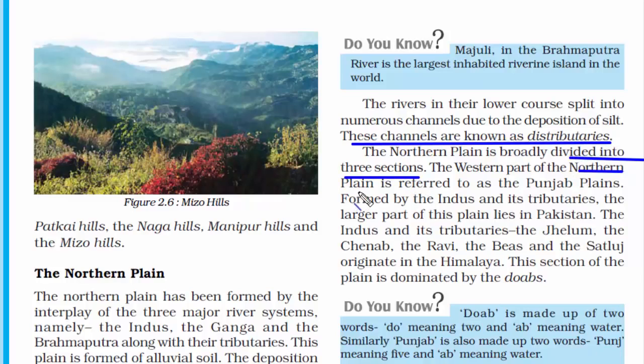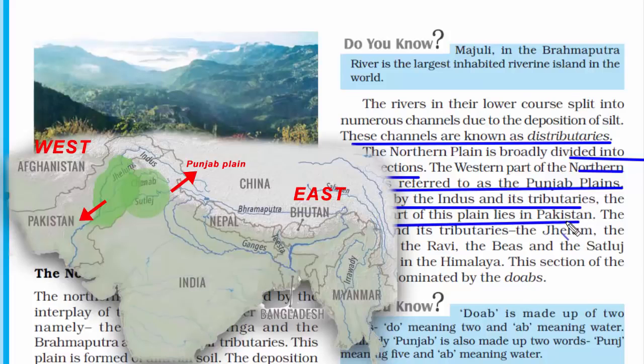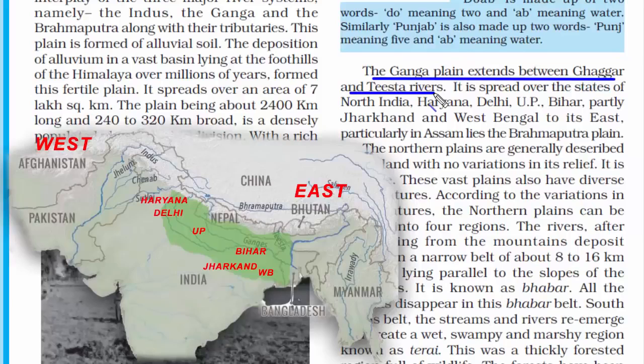The western part of the northern plain is referred to as Punjab Plains, and it is purely formed by the Indus and its tributaries, and the larger portion of this plain lies in Pakistan. And the second is the Ganga Plain, which lies between Ghaggar and Teesta River. Now remember this, the Ganga River passes through Haryana, Delhi, UP, Bihar, part of Jharkhand, and West Bengal to its east, and then finally drains into the Bay of Bengal.